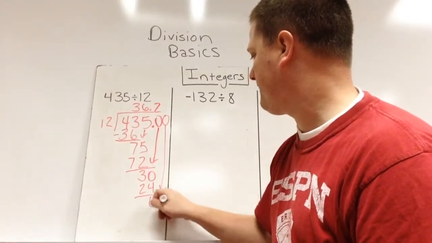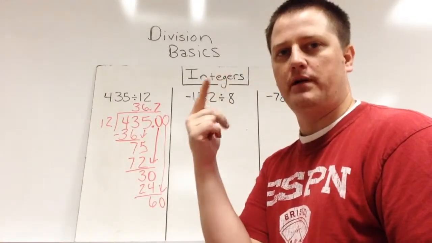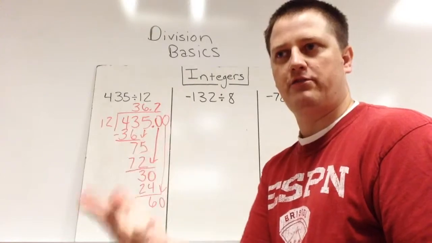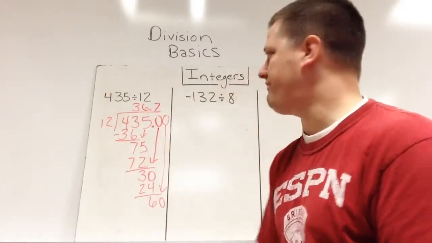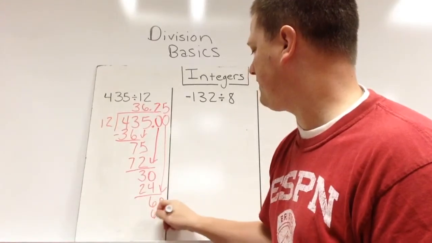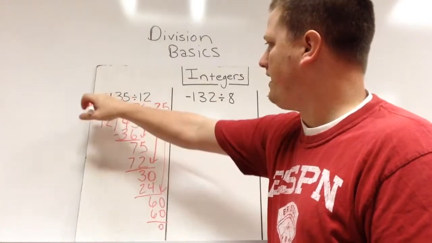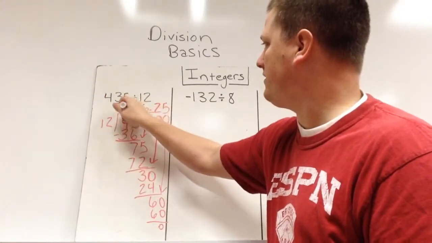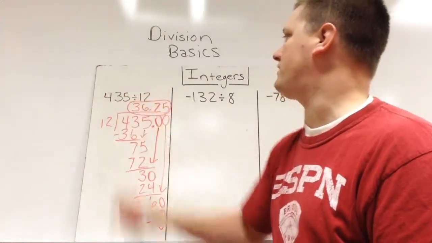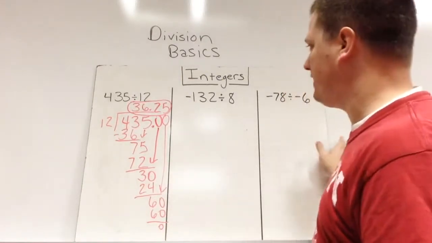Bring it down. Now count this. 12, 24, 36, 48, 60. Looks like 5 exactly. That's going to give us 60. Leaves us with nothing. So we're done. And positive divided by positive is positive answer. So it looks like 36.25. Okay, so we have that one for longhand division.